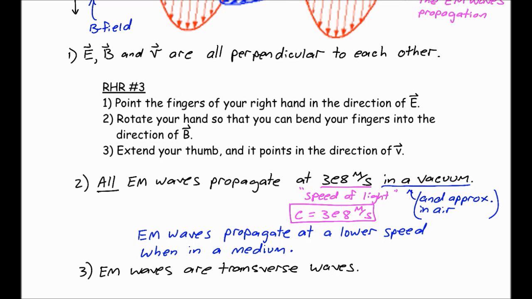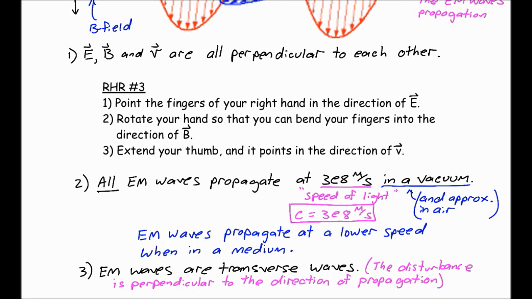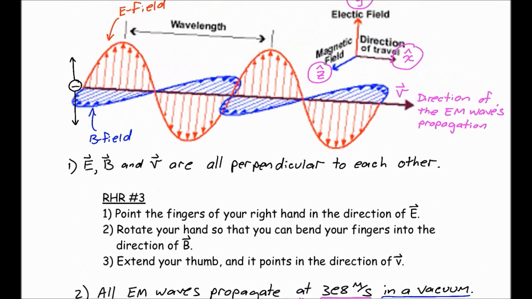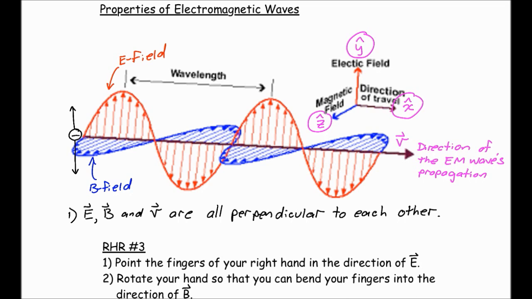Okay, so the next rule is that electromagnetic waves are transverse waves. And so you may recall that transverse waves means that the disturbance is perpendicular to the direction of propagation. So if we look back up at the figure, then the disturbances are the electric and magnetic fields, which are going in the y direction and the z direction, which are both perpendicular to the direction of propagation, which I've shown to be in the x direction.